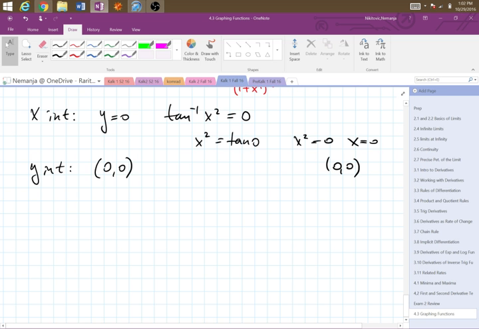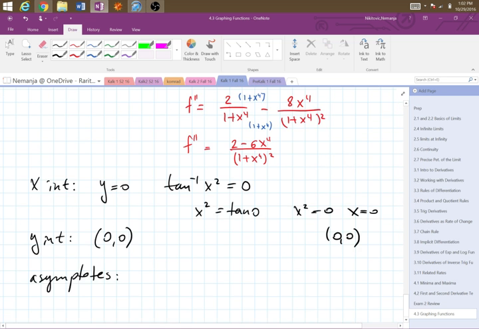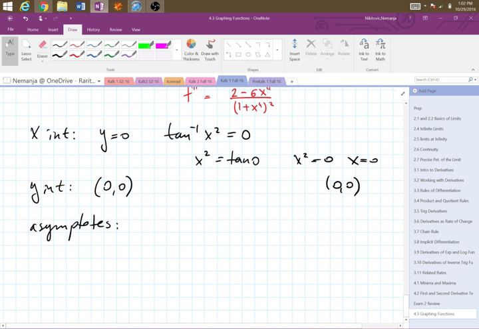Next part is asymptotes. For asymptotes, there are none, because inverse tangent as a function does not have asymptotes. Well, actually, it does have the pi over 2, but that's horizontal, no vertical asymptotes. That's what I meant. So vertical asymptotes, none.